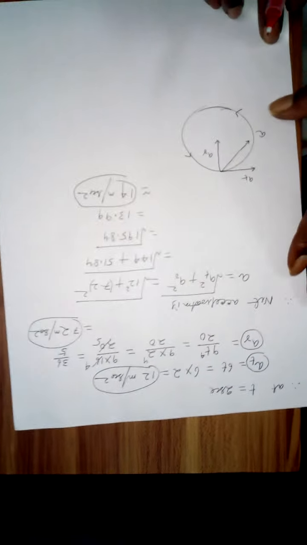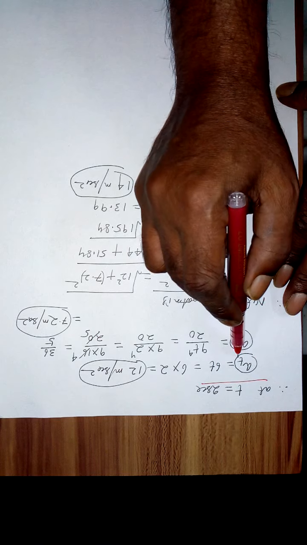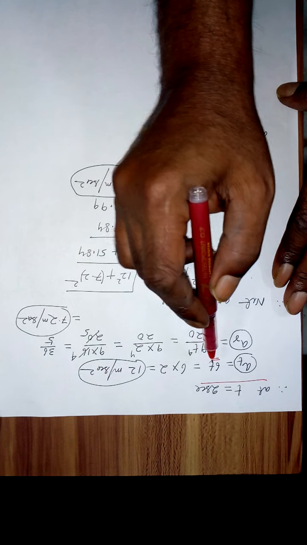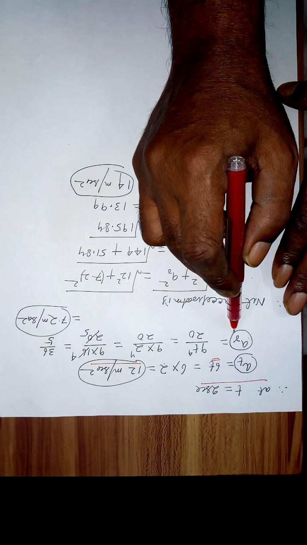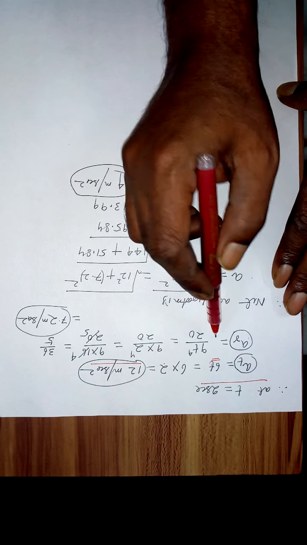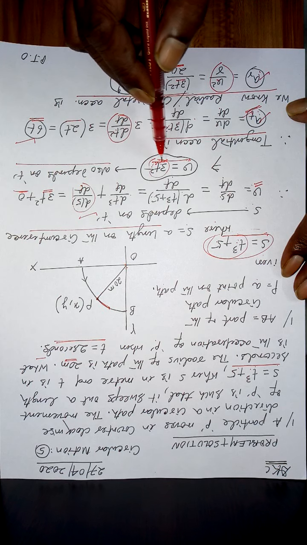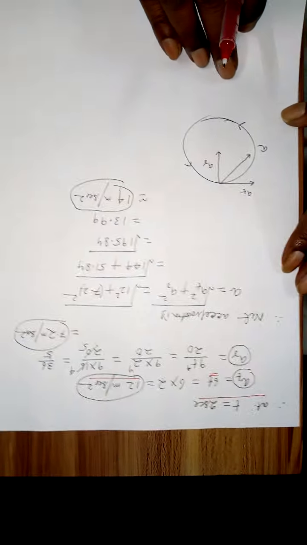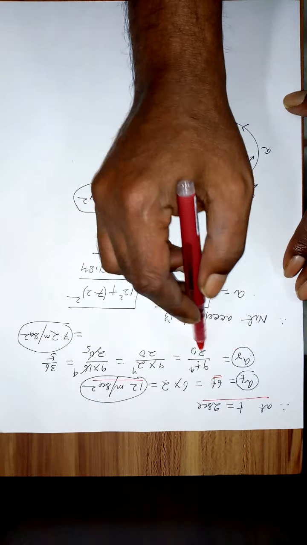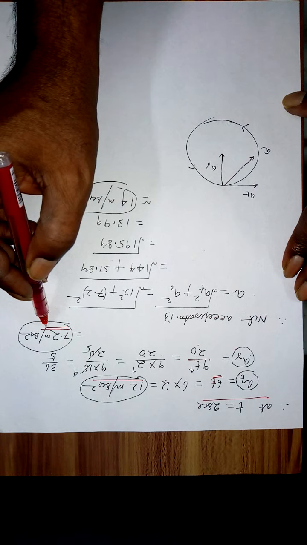So at t equal to 2 seconds, your tangential acceleration, which was derived as 6t, putting t equal to 2 seconds, is 12 meter per second square. Radial acceleration is v square over r. V square of this, that is 9t to the power 4, over the radius. This on simplification gives 7.2.